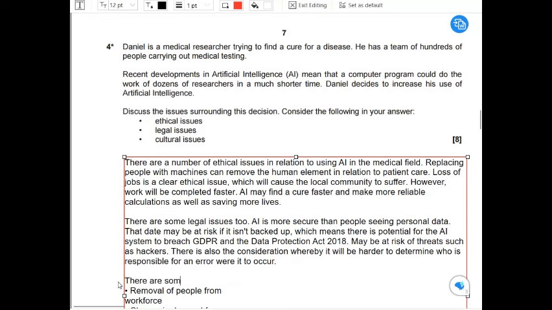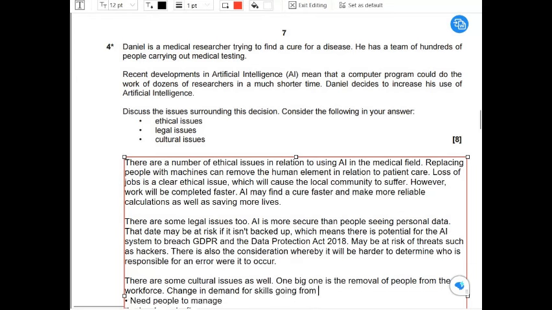And then I would say there are some cultural issues as well. One big one is the removal of people from the workforce. That's going to be a big one. Change in demand for skills, going from professional, from medicine, to needing to program these AI systems and to maintain them should anything happen to them.